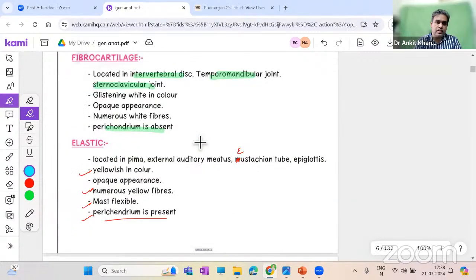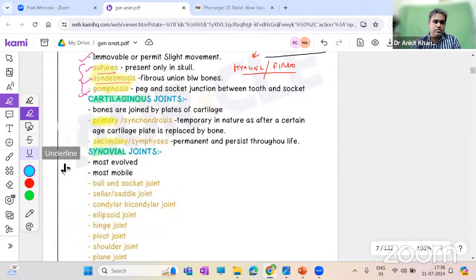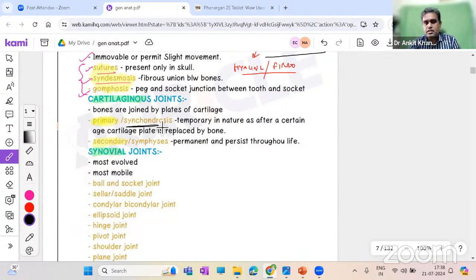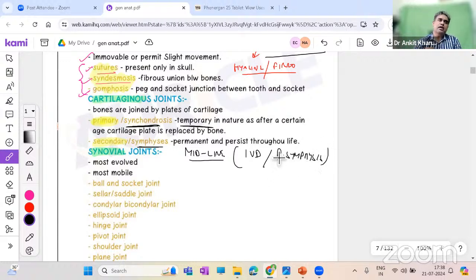Now let us move back to our discussion over here. If you see over here, primary cartilaginous is synchondrosis. It is temporary in nature. Secondary cartilaginous is present mainly across the midline of the body. Examples like intervertebral disc, then pubic symphysis, manubriosternal joint between the manubrium and the body of the sternum. All these areas have secondary cartilaginous joints. They are slightly movable. They are known as symphysis.